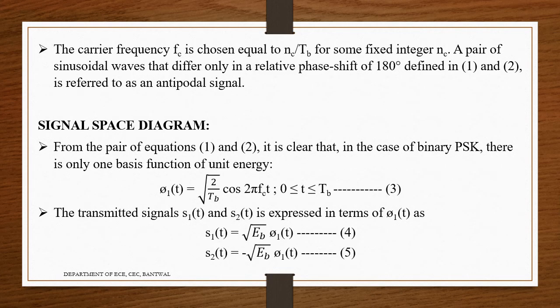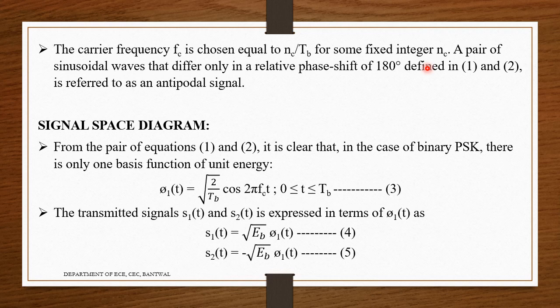Usually the carrier frequency fc is chosen as nc divided by TB. What is nc? nc is a fixed integer, which tells how many cycles are used for a bit. We fix some integer; for example, 8 by TB, like that it will be different there.